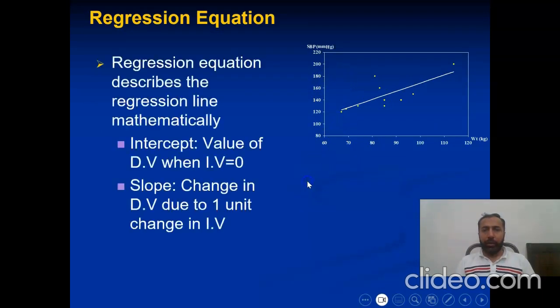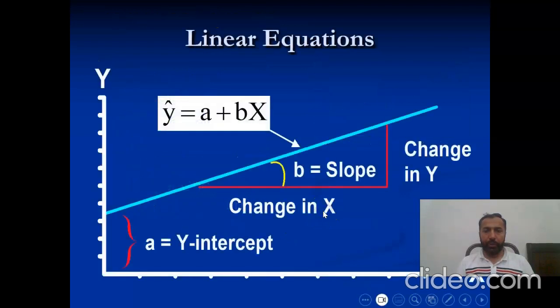Now, in this diagram, we can see the blood pressure shown on the y-axis and weight shown on the x-axis, and this regression line passes through these points. The regression line is described by intercept and slope. As I've already said, the intercept is the value of the dependent variable when the independent variable is equal to 0, and the slope is the change in the dependent variable due to 1 unit change in the independent variable.